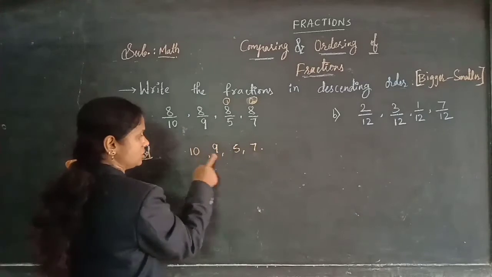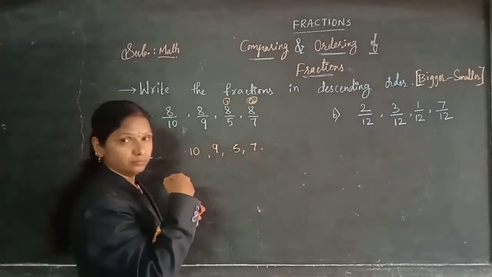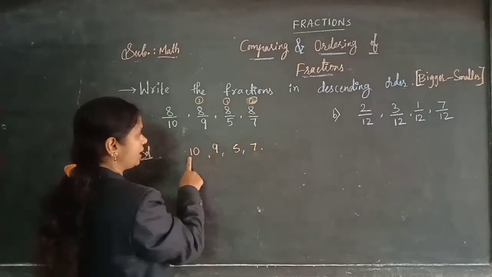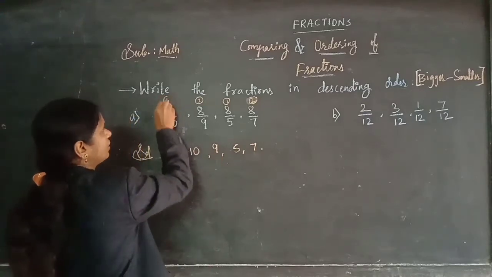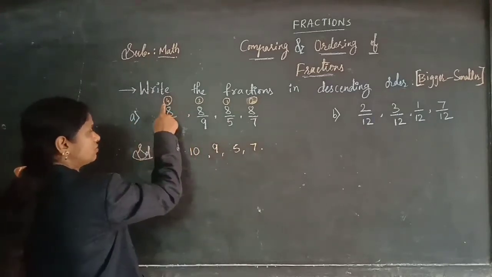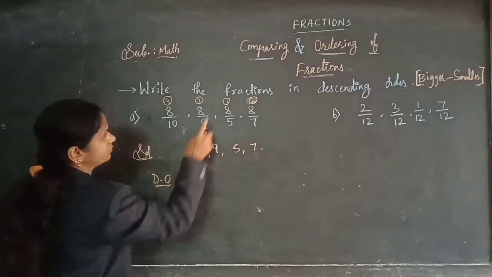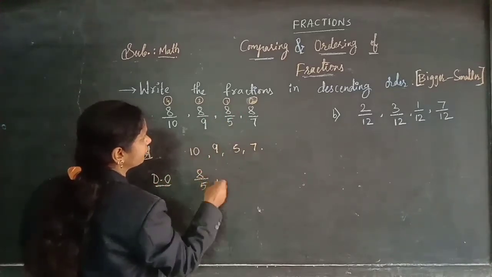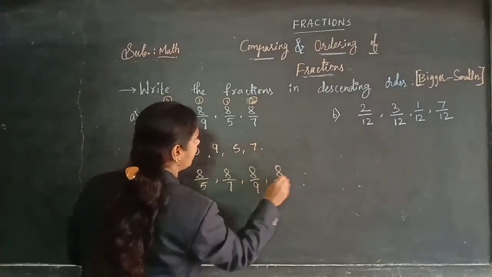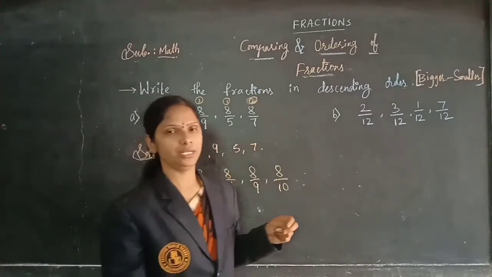After this, 10 and 9. What will be the smaller in this? 9 is the smaller, which means its fraction will be the bigger fraction, children. It will be in the third position when we are comparing these two, and automatically the last one will be in the fourth position, which is smaller than all. Now I am arranging in descending order: 8 by 5, 8 by 7, 8 by 9, 8 by 10. This is the descending order for the given arrangement.